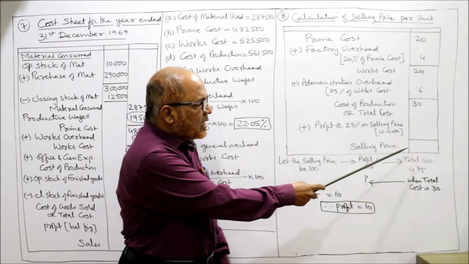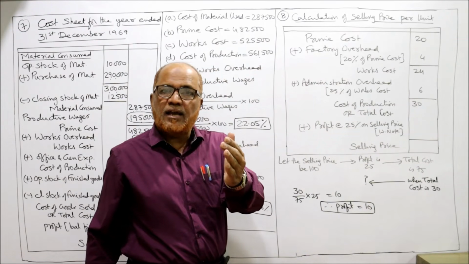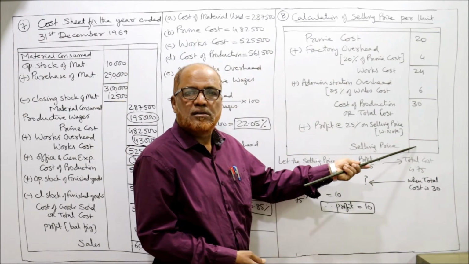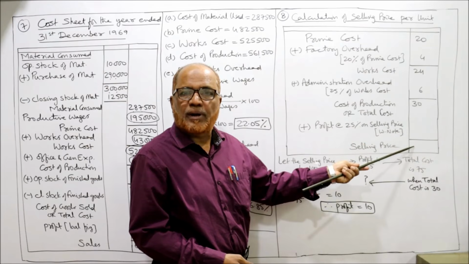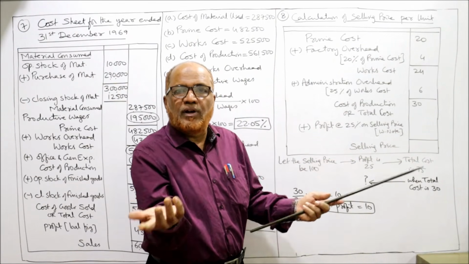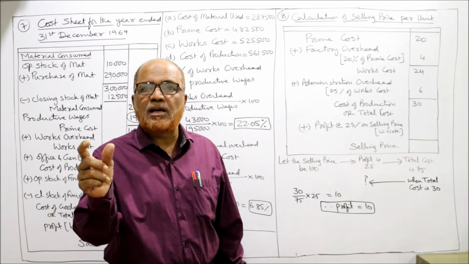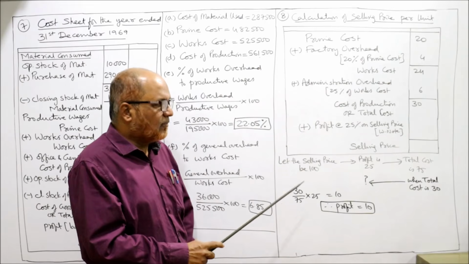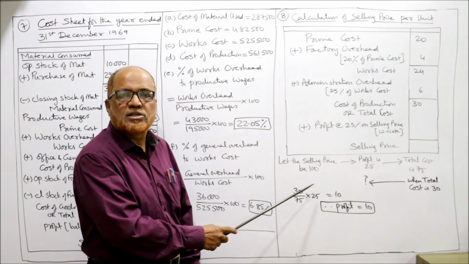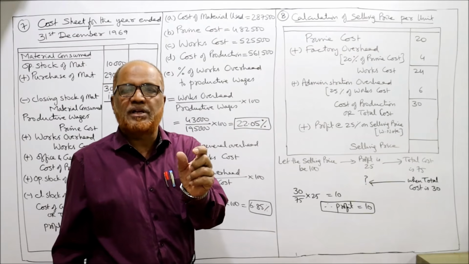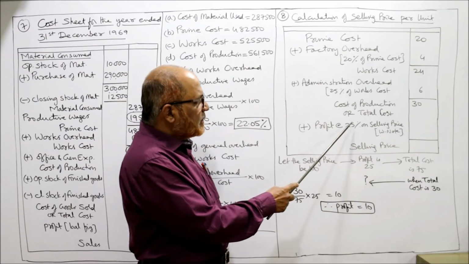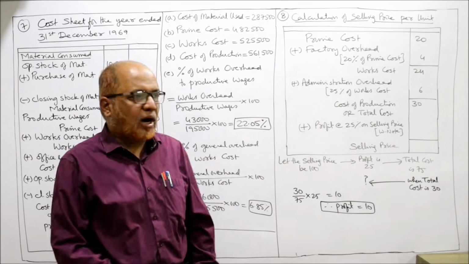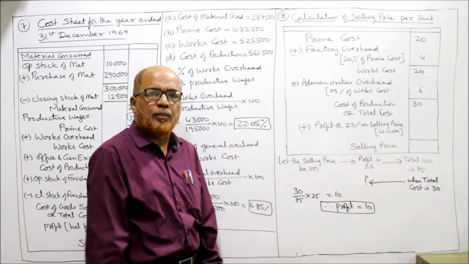25% on selling price. Do we have the selling price? No. Selling price comes only after profit. When we don't have profit, we don't have selling price. Profit depends on selling price, and we don't know selling price. When we don't know selling price, we suppose let the selling price be 100. In the working note, we'll suppose let the selling price be 100. If we suppose 100 rupees is the selling price, then profit is 25% of whatever the selling price is. So 25% of 100 rupees is 25 rupees.